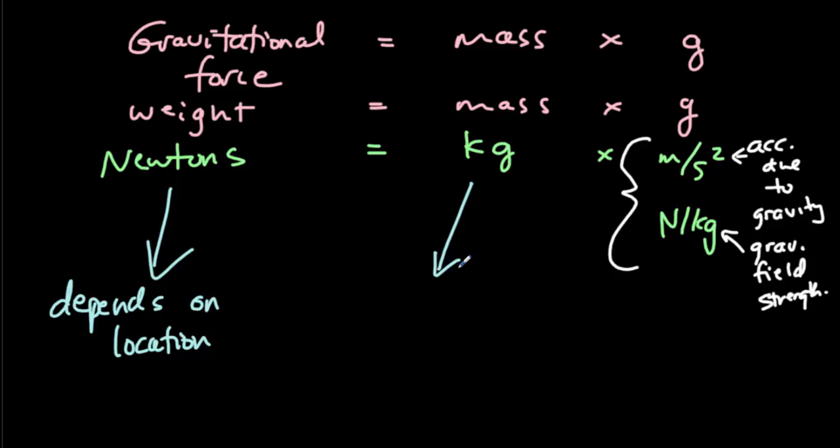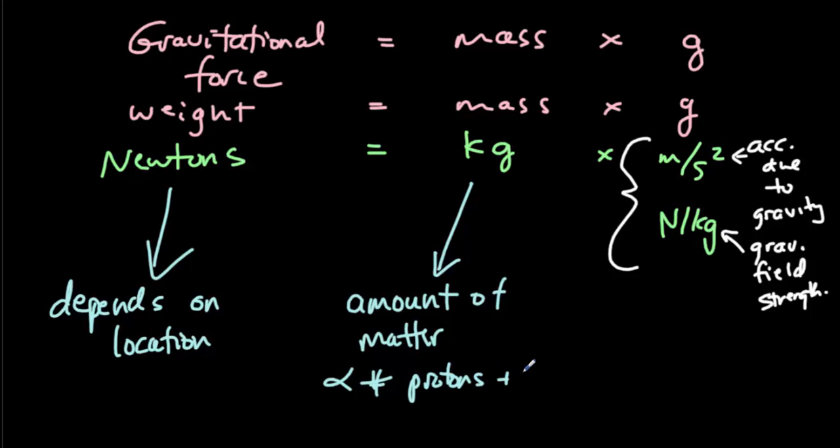But mass only depends on the amount of matter. It doesn't depend on where that matter is located. So your mass is going to be proportional to the number of electrons, protons, and neutrons in your body. And you can kind of neglect the electrons because they have a lot less mass than the protons and neutrons. So this mass is proportional to the number of protons plus neutrons. We have a collective name for that. A proton or neutron is called a nucleon. So it's proportional to the number of nucleons in your body.